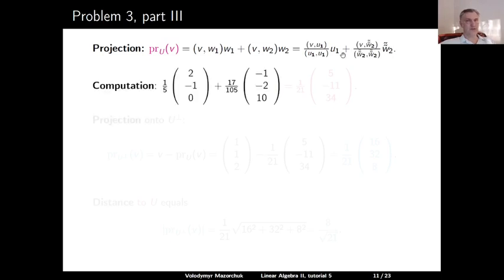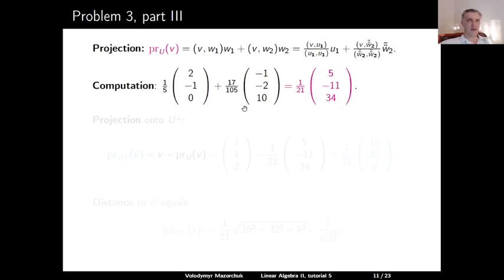So now we can compute this. u1 is (2, -1, 0) and the vector v was (1, 1, 2). So the coefficient will have 5 in the denominator, we know this, and in the numerator we will have 2 minus 1 plus 0, which is 1. Plus the vector (-1, -2, 10), the coefficient will have 105 in the denominator, and in the numerator we will have -1 -2 plus 20, which is 17. If we add these two vectors, we will get 1 divided by 21 times the vector (5, -18, 34).